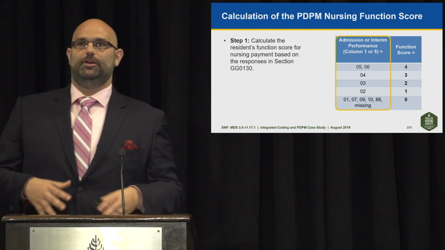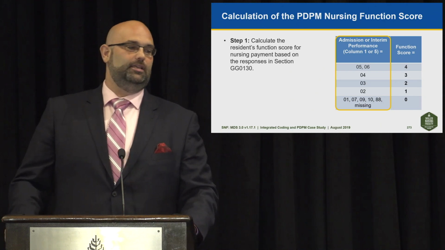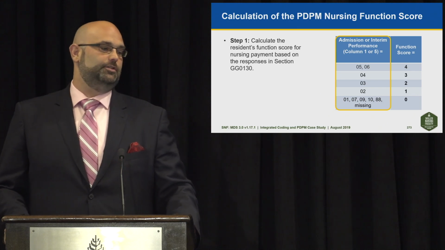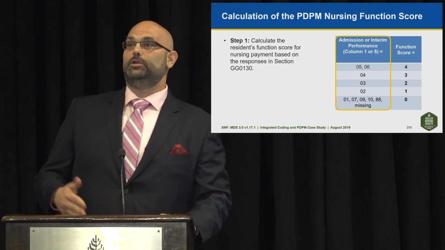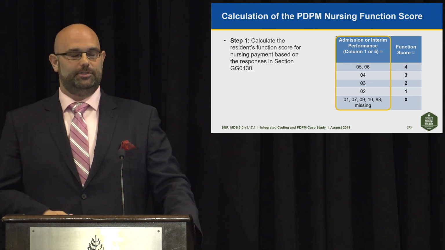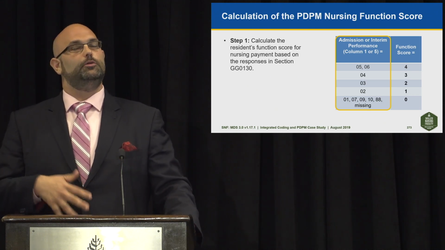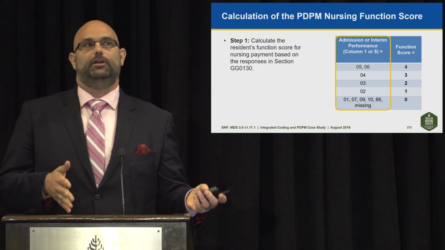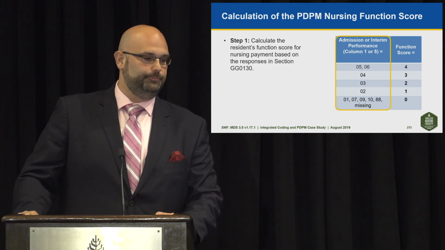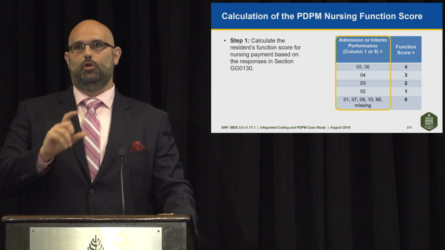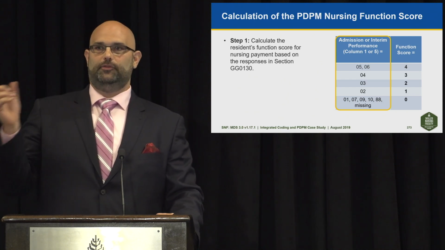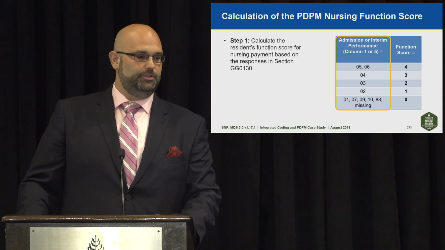Last step in terms of overall components is the calculation of the PDPM nursing function score, or the nursing component. So first we begin with the nursing function score, which is distinct from the therapy score. So just be aware that the things that we use for calculating the nursing function score are different than those that we use for the therapy score. So the mapping is basically the same in terms of the score within the admission or interim performance versus what it codes out to in terms of the function score.